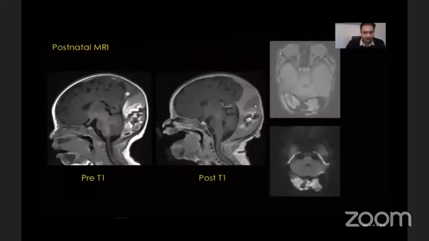So on the postnatal MRI, we have this pre-contrast T1 weighted image, which shows this heterogeneously T1 hyperintense lesion in the posterior aspect of the cranium, centered in the region of the torcular. On the post-contrast T1 weighted images, we see enhancement of the dural venous sinuses around this heterogeneous lesion, which is suggestive of a large blood clot within the dilated torcular. We also see gradient susceptibility and diffusion hyperintensity within the lesion, likely related to blood products.